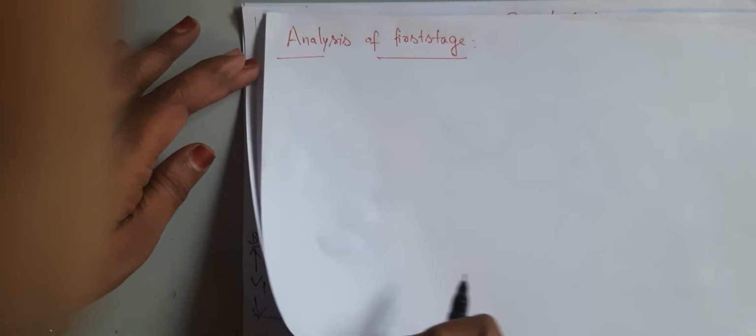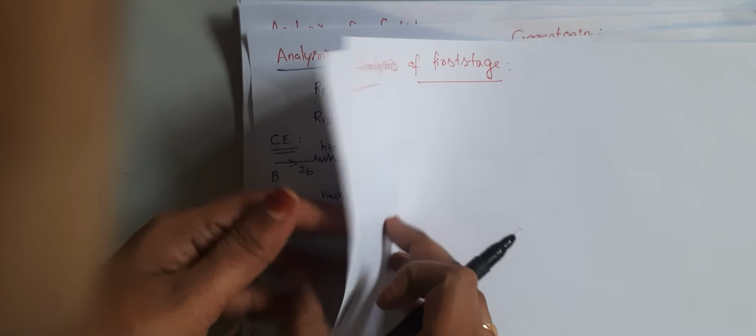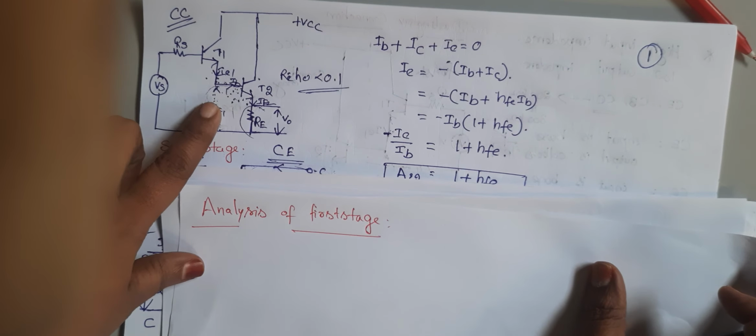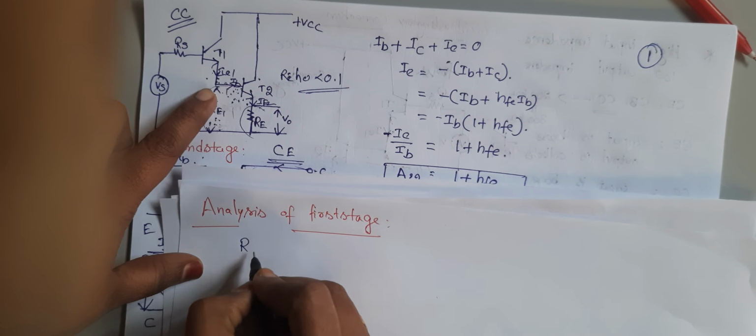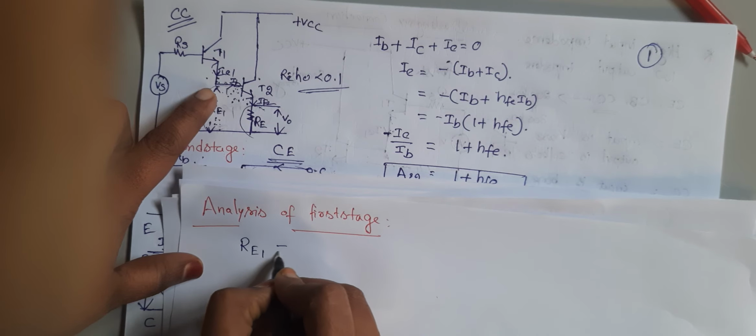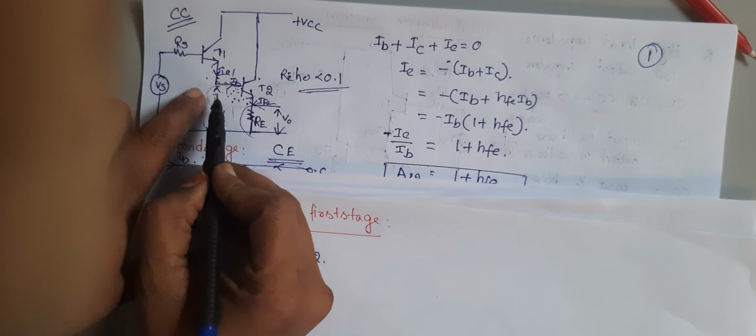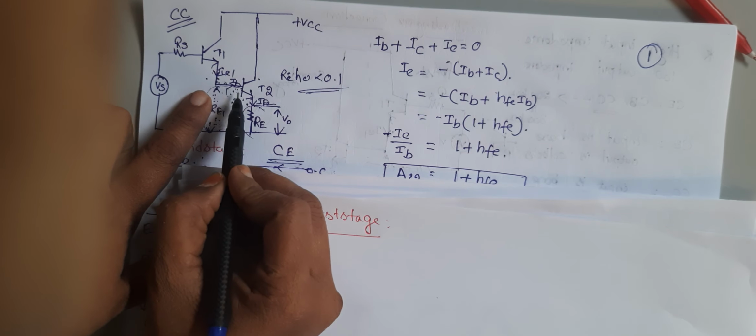Here the load resistance of the first stage, RE1, is equivalent to RI2. The load resistance of the first stage is equal to the input resistance of the second stage.